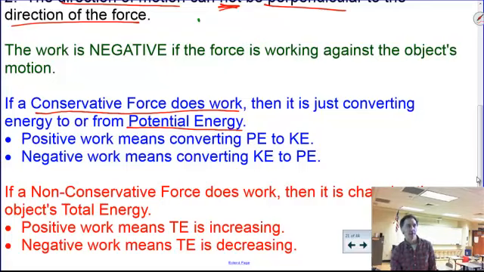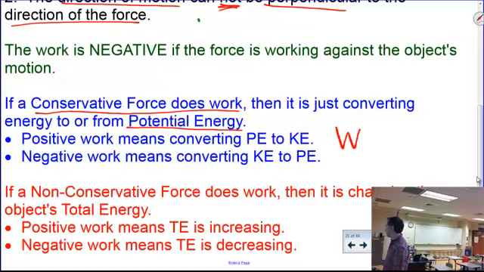Similarly, if I throw a pen up in the air, as it's going up, I lose kinetic energy. Why do we lose kinetic energy? Because gravity is doing work against the motion. As a result, we lose kinetic energy, but we gain gravitational potential energy. This leads us to a really important equation, which I will write now.